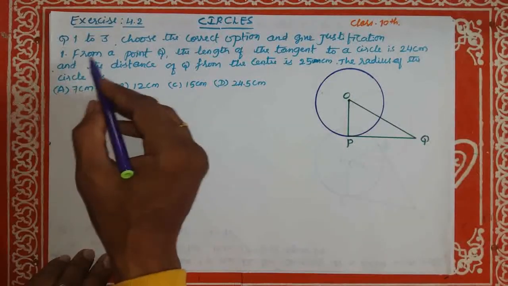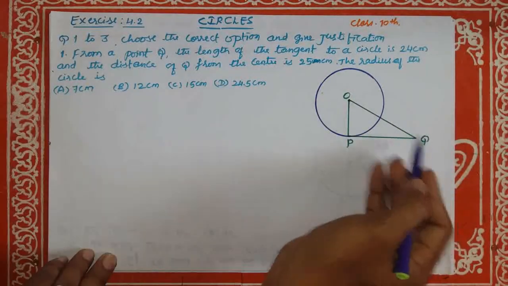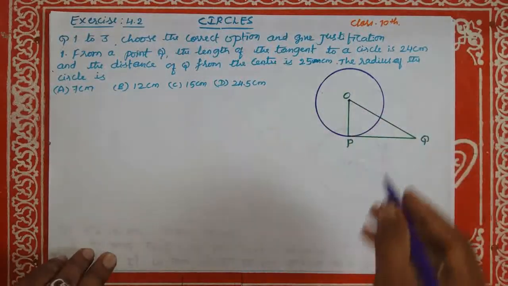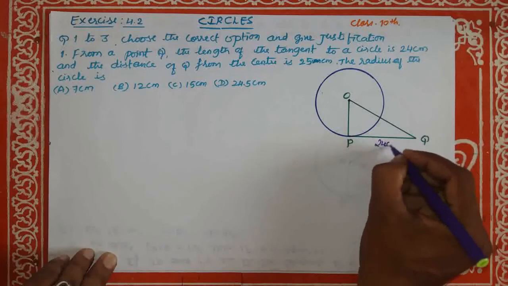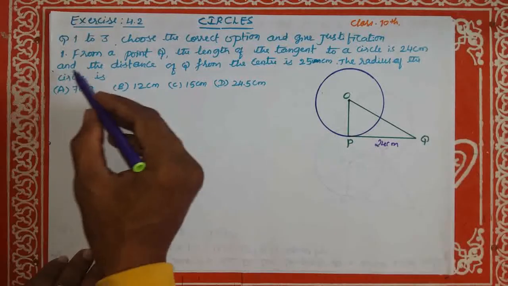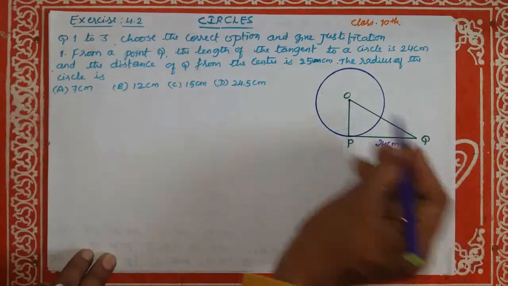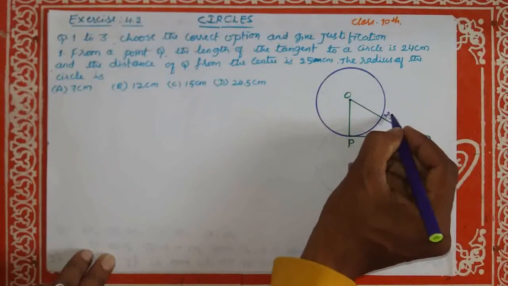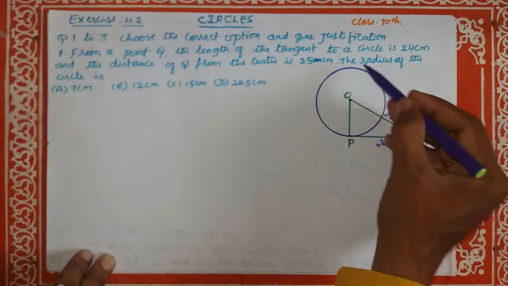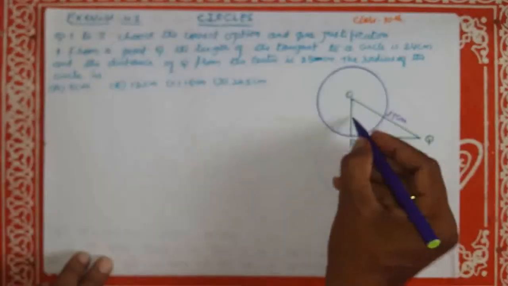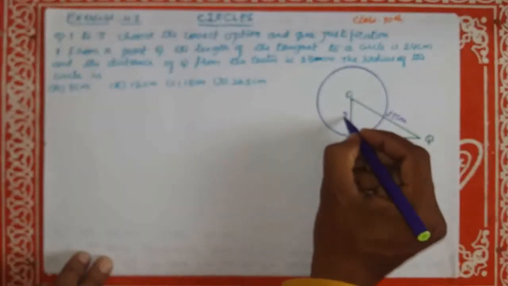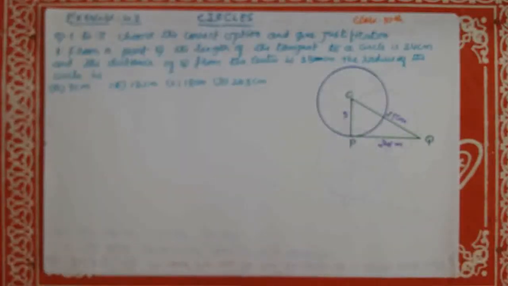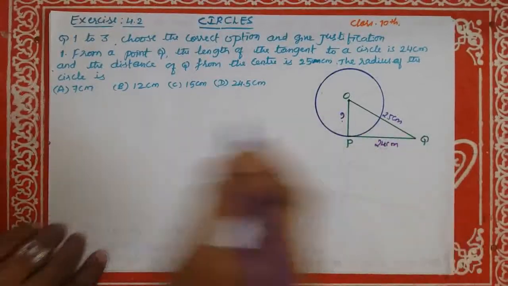First question: from a point Q, the length of the tangent to a circle is 24 centimeter, and the distance of Q from the center is 25 centimeter. The radius of the circle is dash. We need to find the radius of the circle. OP is a radius of the circle.